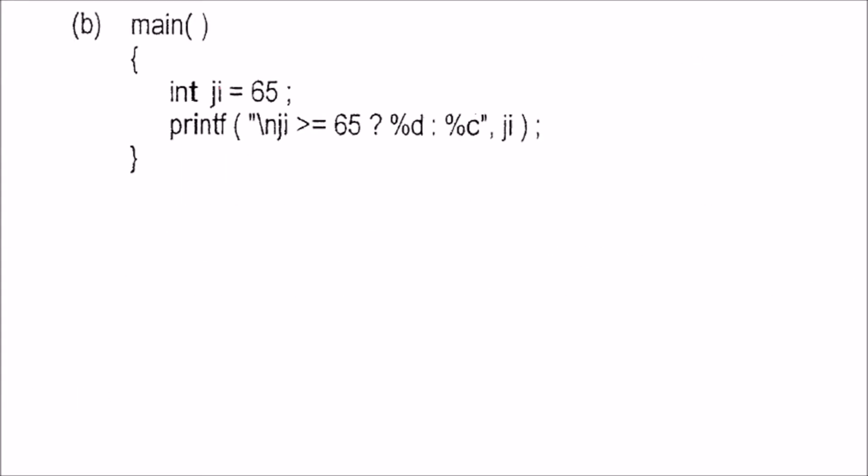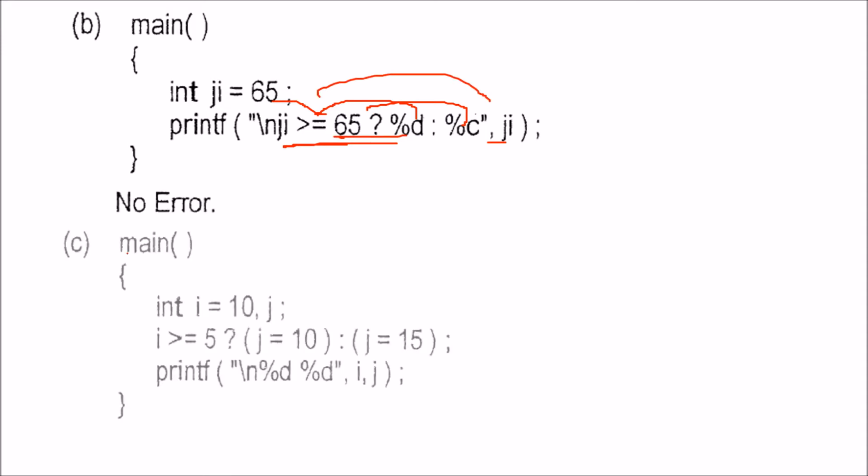Then we have int ji equal to 65. So if ji is greater than or equal to 65, it is indeed equal to 65. We give %d here, otherwise %c here. So there is no problem. In fact, this ji, which will be 65, will be printed. No error.